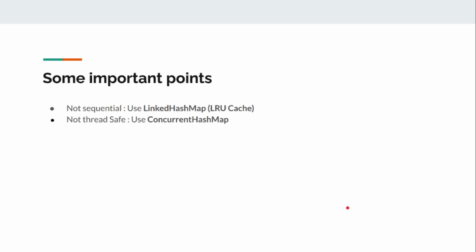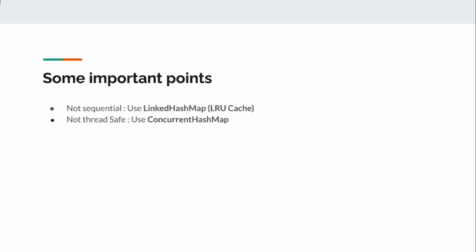I would like to mention a few important points about hashmap here also. Hashmap is not sequential. So let's say I insert key 1, then key 2, then key 3, and when I print the hashmap, the order could be anything, right? And if you want to maintain the order, there is one more data structure, LinkedHashMap. We'll see one more video on how LinkedHashMap works internally and how it maintains the order. And one of the main use cases of LinkedHashMap is LRU cache, right?